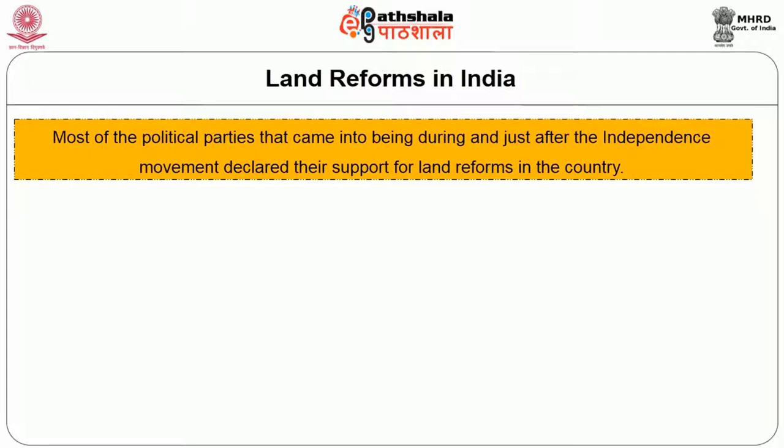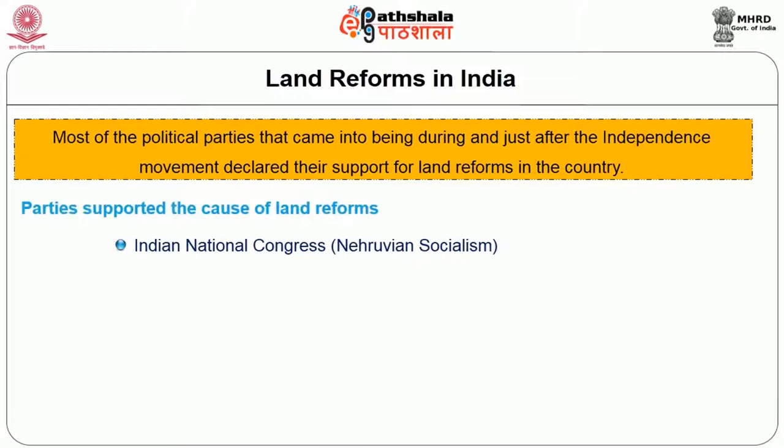A wide range of institutions get involved in policy making, like political parties, the constitutional legislature and executive bureaucracy, the judiciary, and other interest groups. These institutions' actors have their own political ideology, which can determine the course of policy making and implementation. Most of the political parties that came into being during and just after the independence movement declared their support for land reforms in the country.